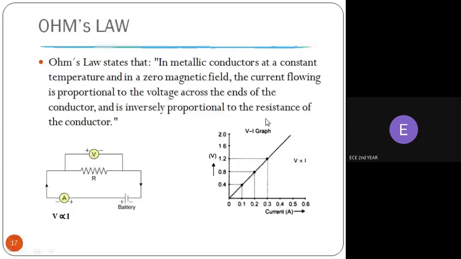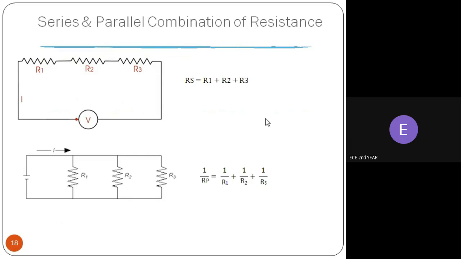There are some limitations under Ohm's law. The conductors should be metallic conductors. Ohm's law cannot be applied to other than metallic conductors, and it is applicable only when the temperature is constant. So these are the limitations of Ohm's law.